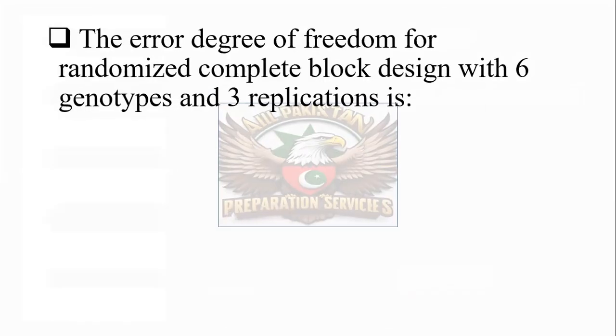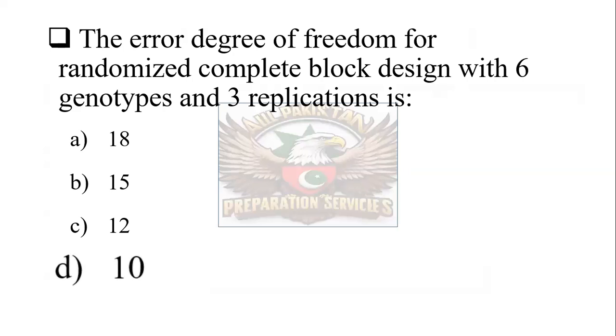The first question is: the error degree of freedom for a randomized complete block design with 6 genotypes and 3 replications is 18, 15, 12, or 10? The correct one is 10. Error degree of freedom when genotypes are 6 and replications are 3, in a randomized complete block design, will be 10.